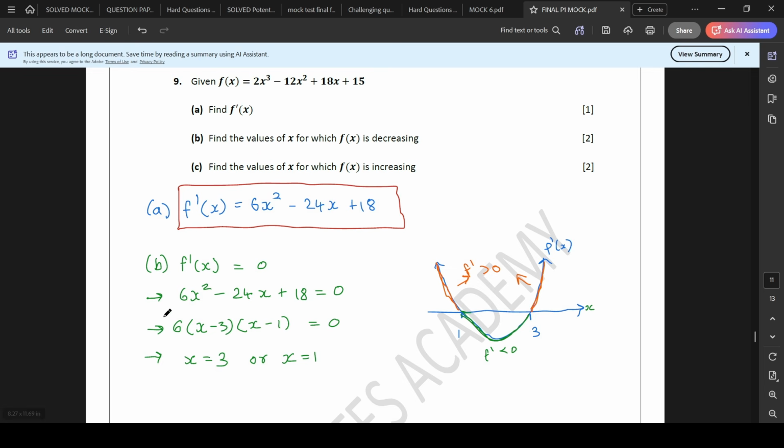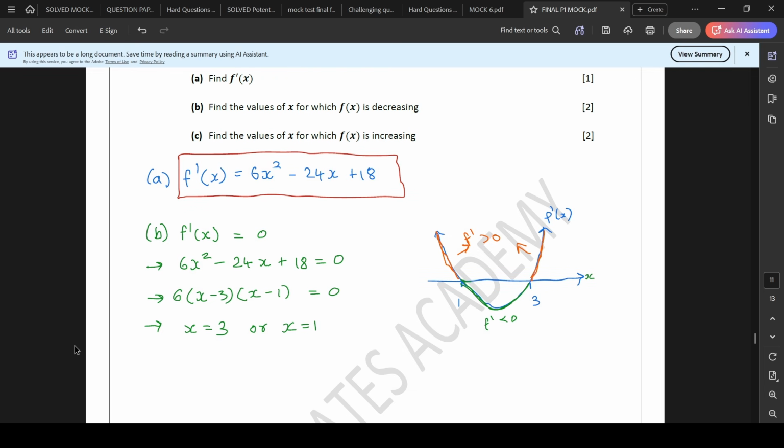So yeah, for B and C, I can directly write a conclusion now by using this. Therefore, f of x is decreasing for the values of x in between 1 and 3.